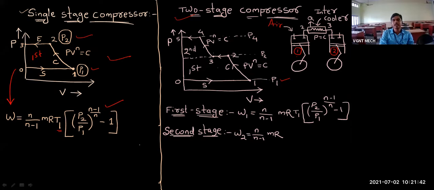After that, what will happen? It will compress the air. So the compression will take place from point 1 to point 2. And how will the compression take place? Either adiabatically or polytropically. So it will follow the equation PV to the power n equal to constant.